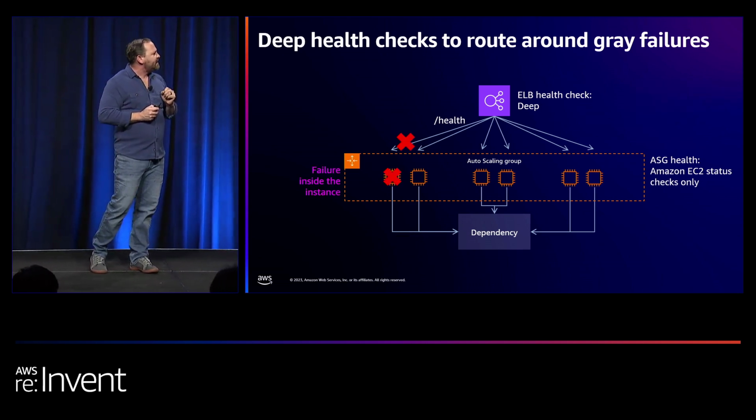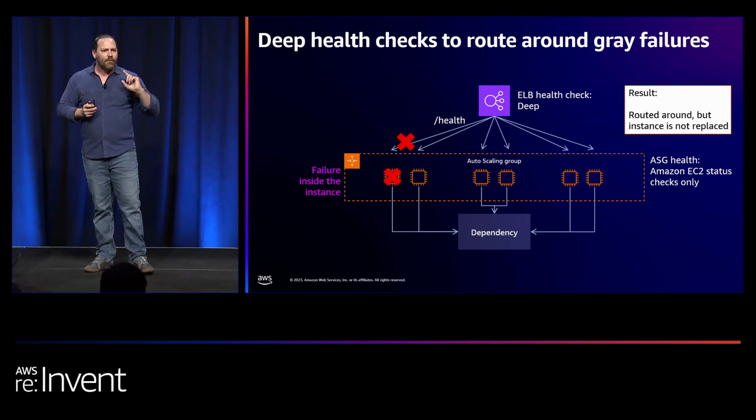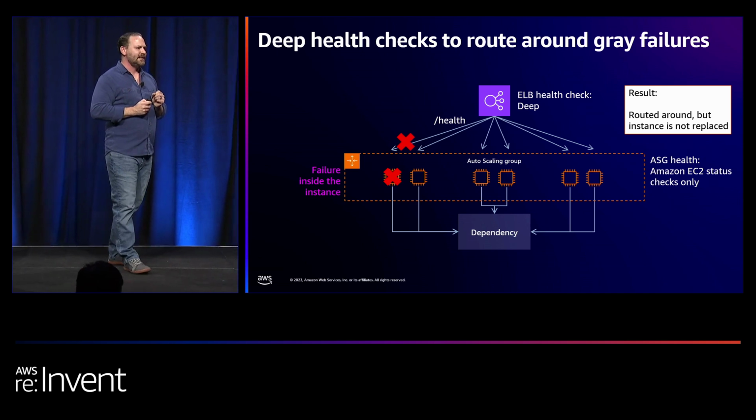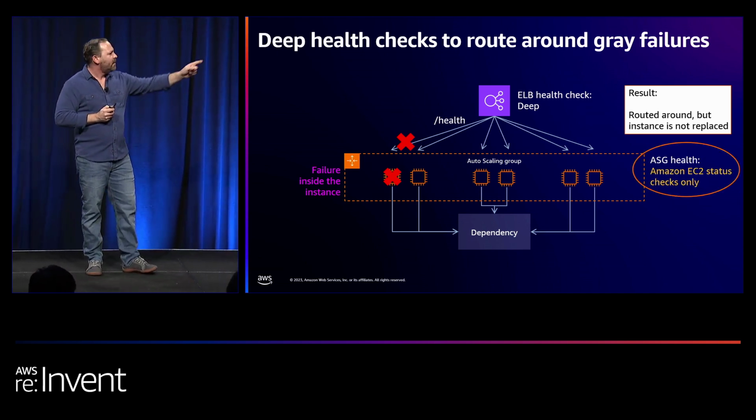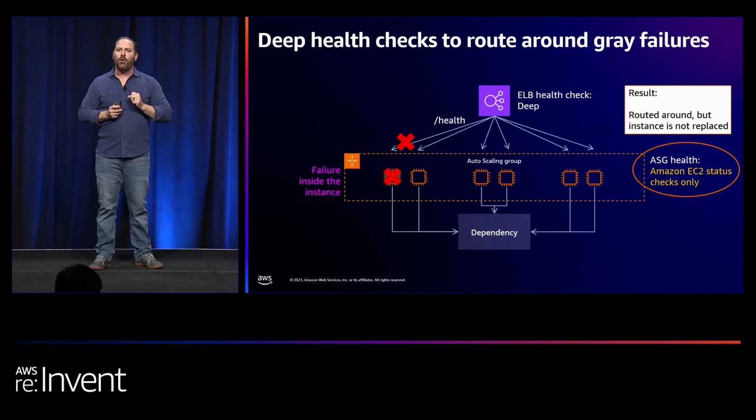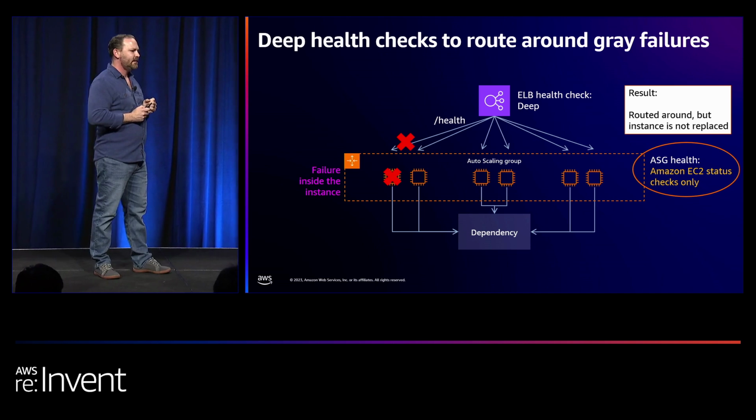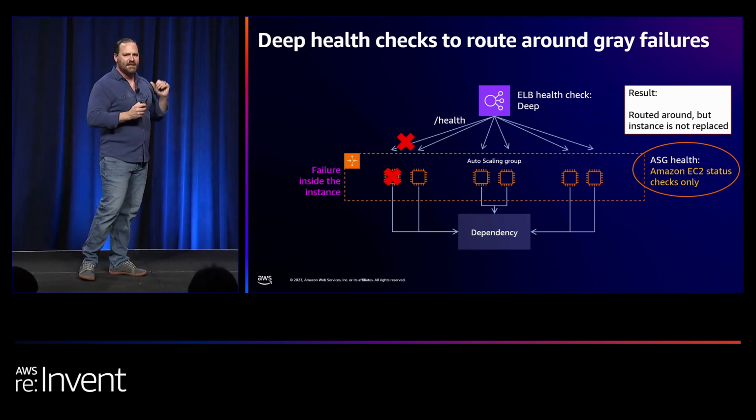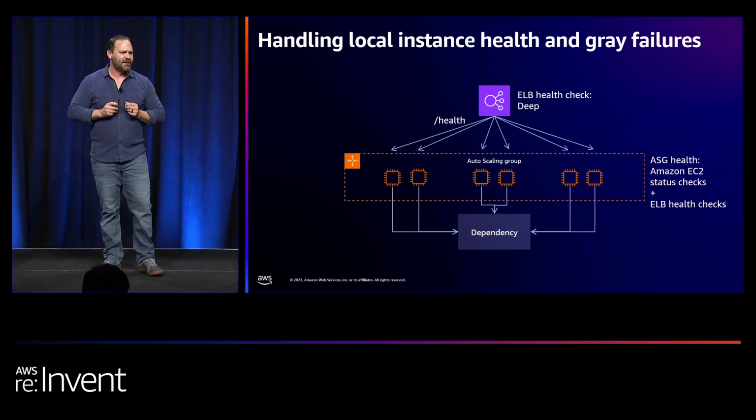And what happens when we have a failure inside this instance? Well, it's going to get routed around, right? The load balancer is going to see it as unhealthy, but it's not going to get replaced, right? And that's because our auto-scaling group is only using the EC2 status checks. It's not using the ELB health checks. Okay, so this is a problem we don't want. So let's add in the ELB health checks.